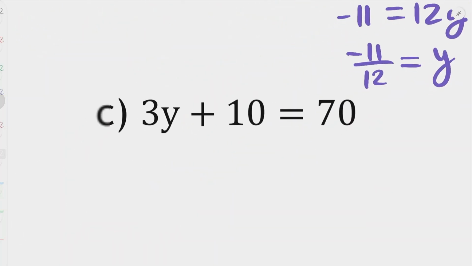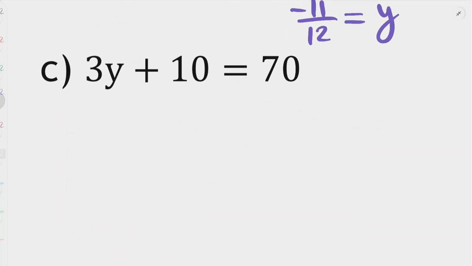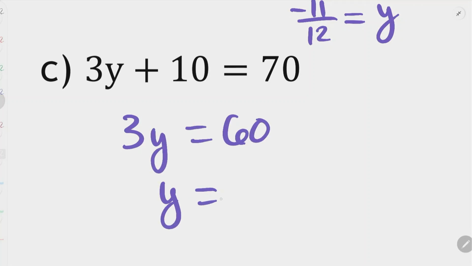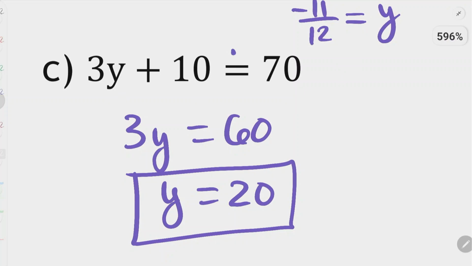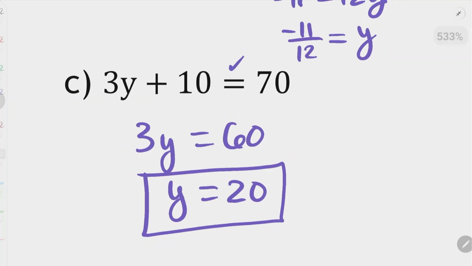Our last equation is, I apologize, it's too simple, right? 3y is 60, therefore y is 20. Even I can check this. If I plug the number 20 in, 3 times 20 is 60, 60 plus 10 is 70. When y is 20, both sides of that equation become 70. So that's the last question.